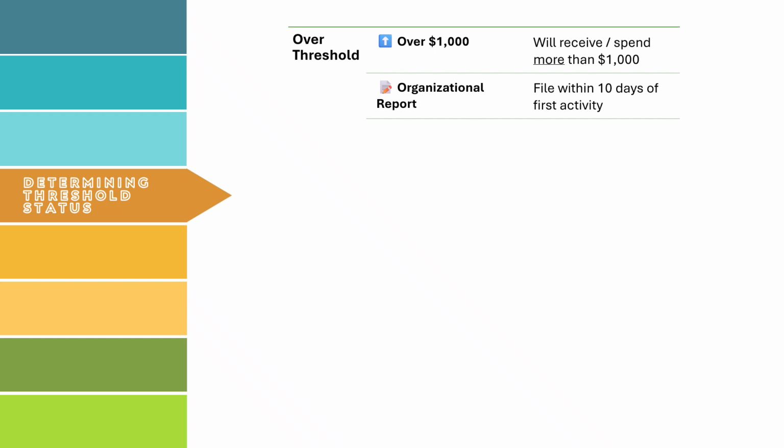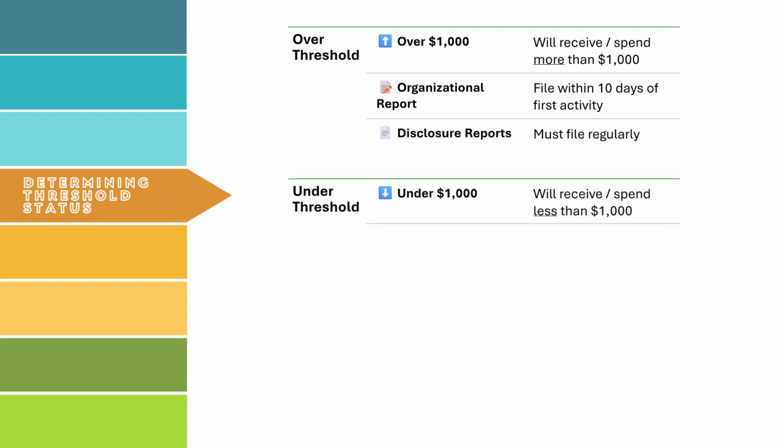This report includes any money you've raised or spent up to that point. We'll talk more about what goes in that report later. After that, your committee must continue to file regular disclosure reports based on your reporting schedule. We'll also talk about reporting schedules later in this video.